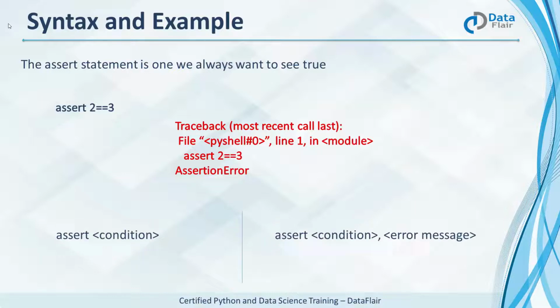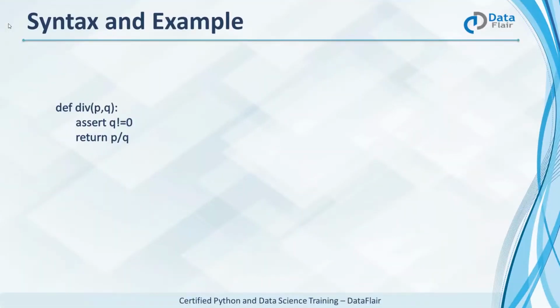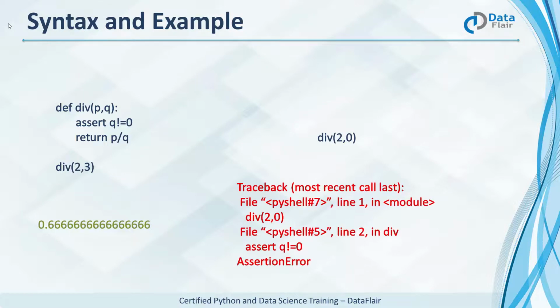There are two ways to implement an assertion. With the assert keyword, declare the condition to check and optionally declare an error message to display. Example time. This function divides and returns value 1 by value 2. But before this, it ensures that value 2, the denominator, is anything but 0. Divide 2 and 3 and you have 0.66. Divide 2 and 0 and it falsifies the assertion and so raises an assertion error.